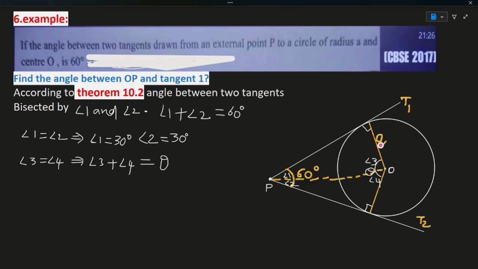According to theorem number 10.2, angle 1 equal to angle 2, angle 3 equal to angle 4. Angle 1 and angle 2 bisect the angle between these two tangents, dividing the angle between two tangents into two equal parts. So angle 1 and angle 2 together equal 60 degrees, and as from the theorem, they bisect the angle between two tangents equally. So angle 1 became 30 degrees, also angle 2 became 30 degrees.